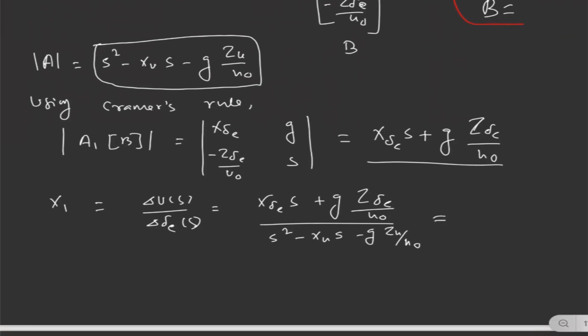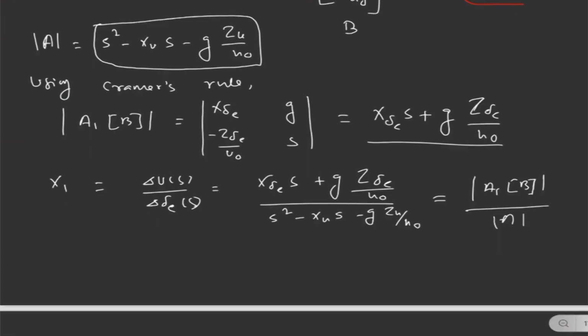This is basically where we are applying A1 B divided by A. This is what you are getting.